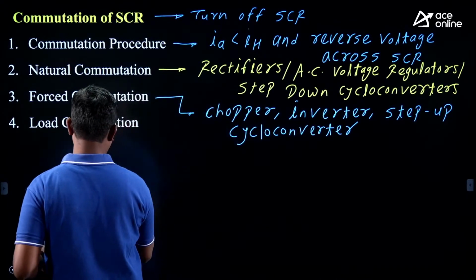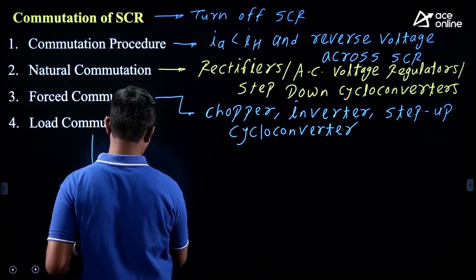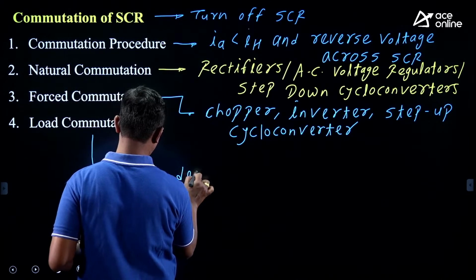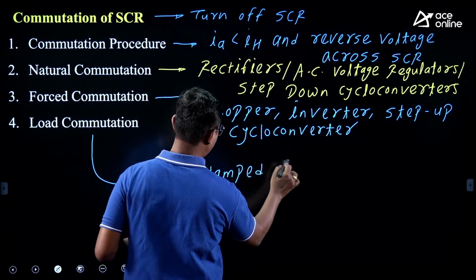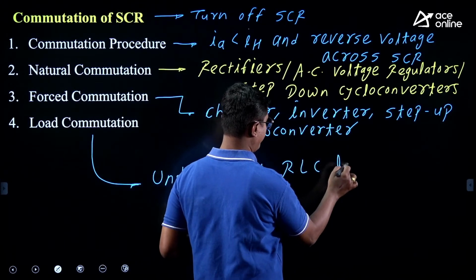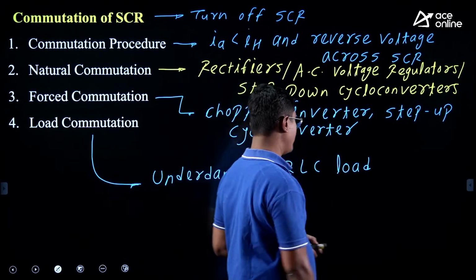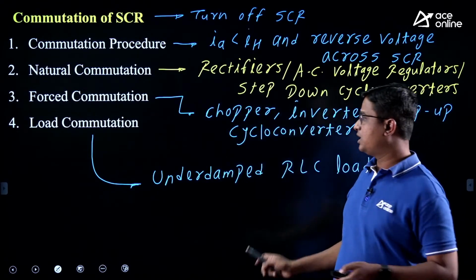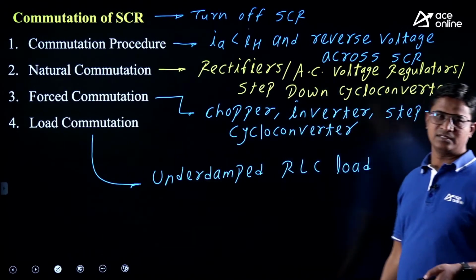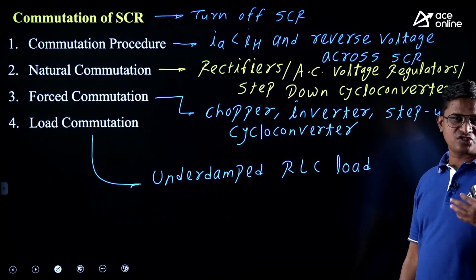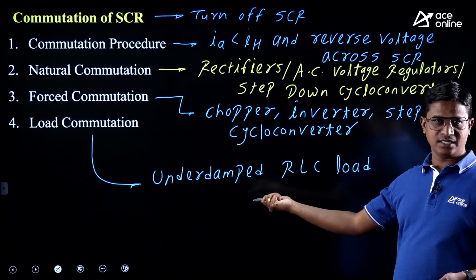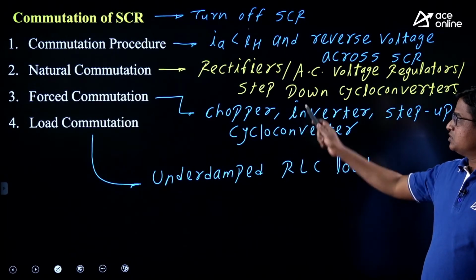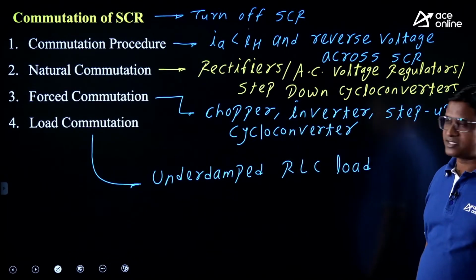Next, load commutation. Load commutation is possible only in the case of an underdamped load, an underdamped RLC load. If the load is RLC and underdamped, then only load commutation is possible. Generally, load commutation is used in the case of inverters, where the load can be RLC. So this is about the commutation of the SCR.